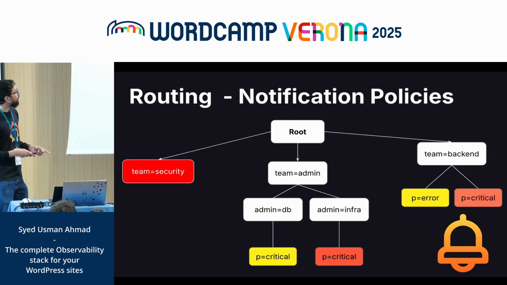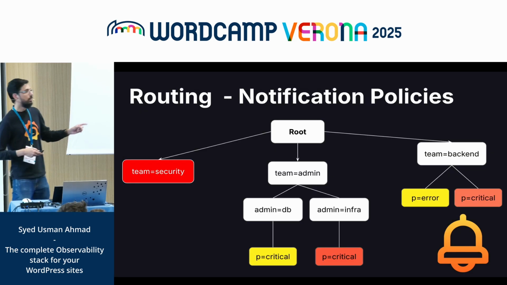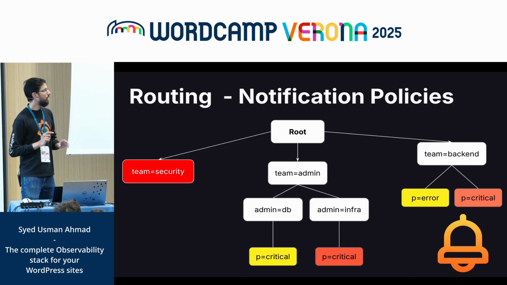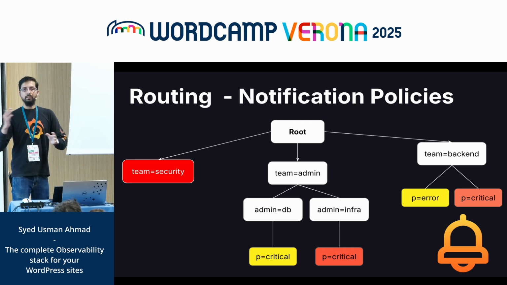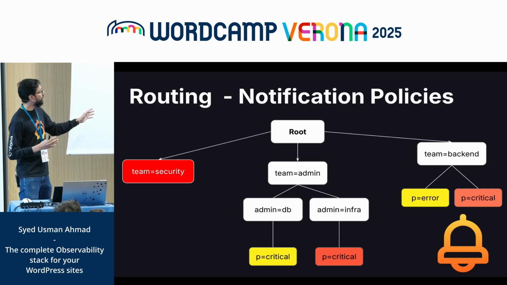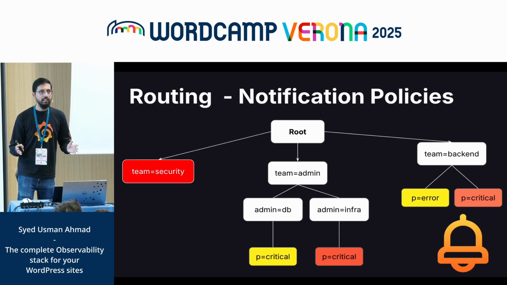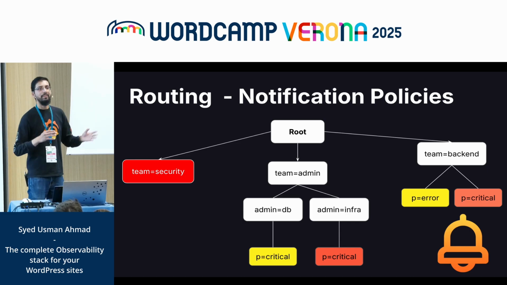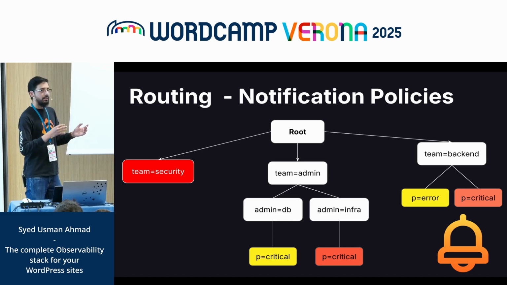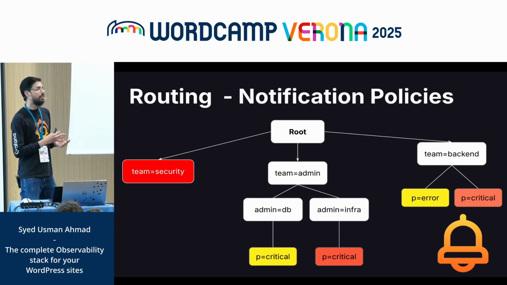Here is an example of how the policies work. So this is the root, right? And you have different teams in your organization. One is the security team, one is the admin team, and there is a backend team. Now, the security team is only interested if there is a security incident. They are not interested if there is a backend error about out of memory or code problems, whatever. So these are basically tags or key-value pairs, and this is the same concept. This is how alerting works.